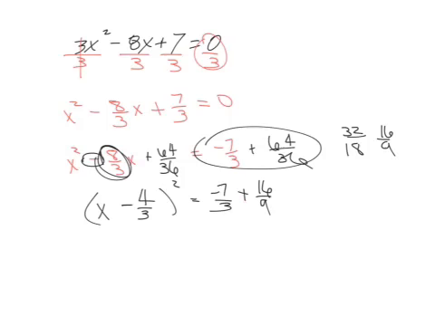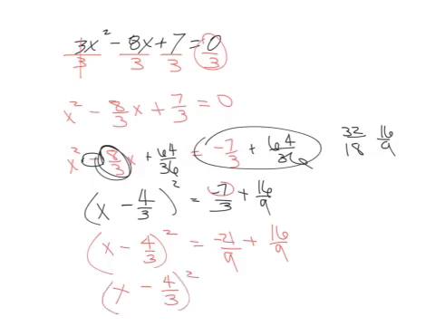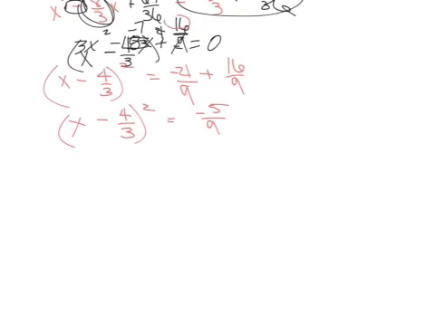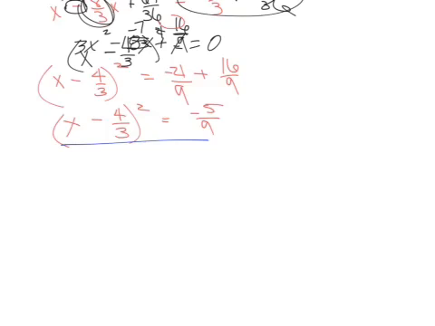That'd be really crummy. So x minus 4/3 quantity squared, and that's going to stay 16 over 9, but we're going to have to make that one a 9. So 3 times 7 is negative 21. So x minus 4/3 squared equals negative 5 over 9. Not doing anything weird, as long as you can keep up with the rules here.